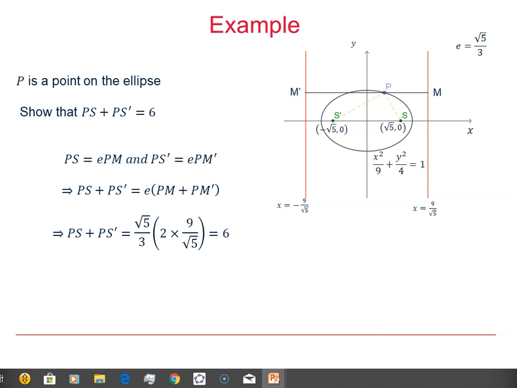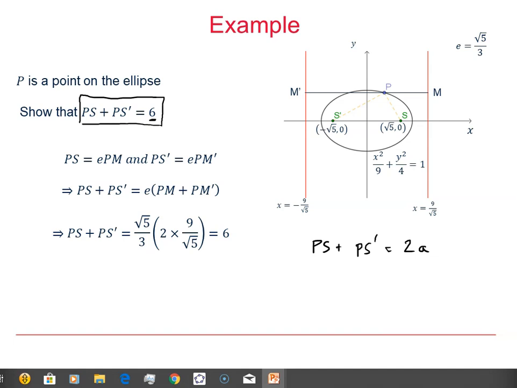Now this property is actually true of all ellipses. The fact that the focal distances added together is a constant. And in fact 6 here is equal to 2a. So we can say in general that PS plus PS dashed is equal to 2 multiplied by a.